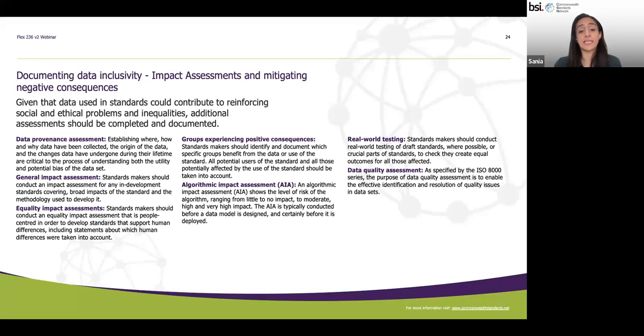There's an assessment of the groups experiencing positive consequences from the standard, and also those that could potentially be impacted negatively. There's an algorithmic impact assessment that you can do to understand the impact on algorithms that may be using this. It'd be good to do some real world testing to ensure that outcomes are equal, and then data quality impact assessments as well.